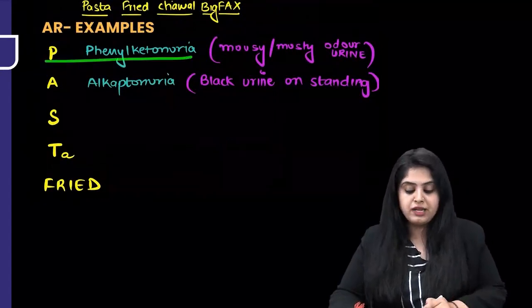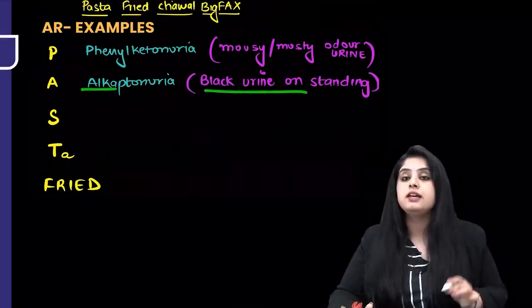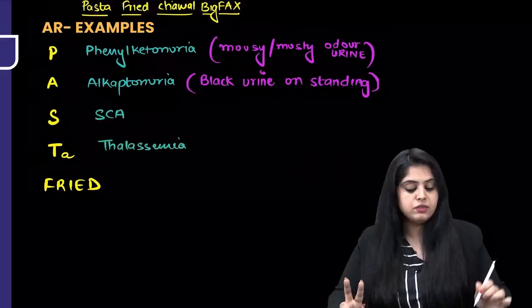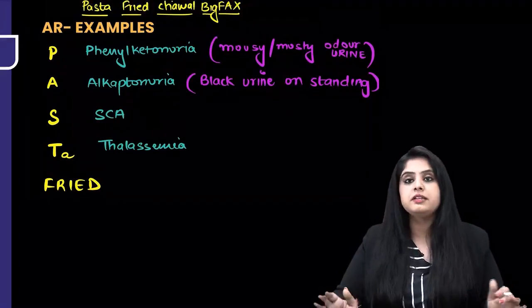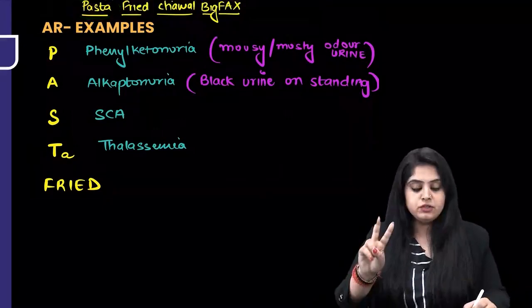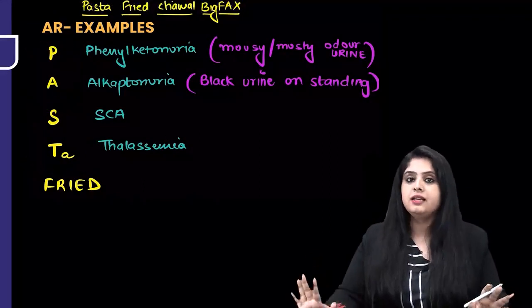So phenylketonuria has a mousy or a musty bad odor in the urine. Alkaptonuria has kala urine, kala everything. Okay, these were two enzyme problems. The other two are hematology problems, sickle cell anemia and thalassemia. So the pasta order is complete. Two of them are enzyme problems. Two of them are going to be sickle cell and thalassemia, hematology problems.